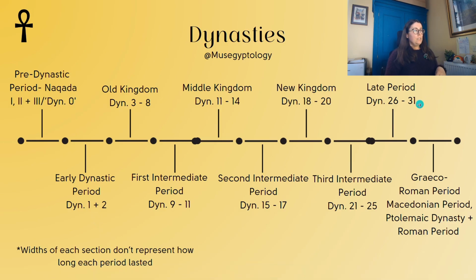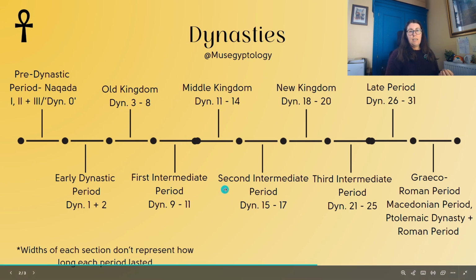Although during this last stage of the pre-dynastic period, known as Naqada III, it's sometimes called Dynasty 0. When we say dynastic period, which is a term that you will probably hear when studying ancient Egypt, we mean the early dynastic period to the end of the late period, because this is Dynasty 1 to Dynasty 31. It doesn't tend to include the pre-dynastic period or the Greco-Roman period. So each of these kingdoms or periods is made up of between 2 and 6 dynasties.